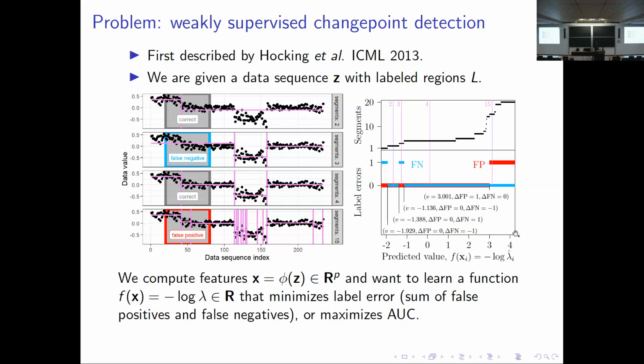When we have very large predicted values, predicted scores, we tend to have false positives. So we want to try to find some place in the middle where you could probably get 0 label errors, right? Or maximize the AUC. We can use these kinds of curves to compute the AUC as well. The difference, though, is that in the case of binary classification, these curves are always monotonic. The FP is always just going up, and the FN is always just going down. But here in the case of change point detection, you can have these non-monotonic ROC curves.